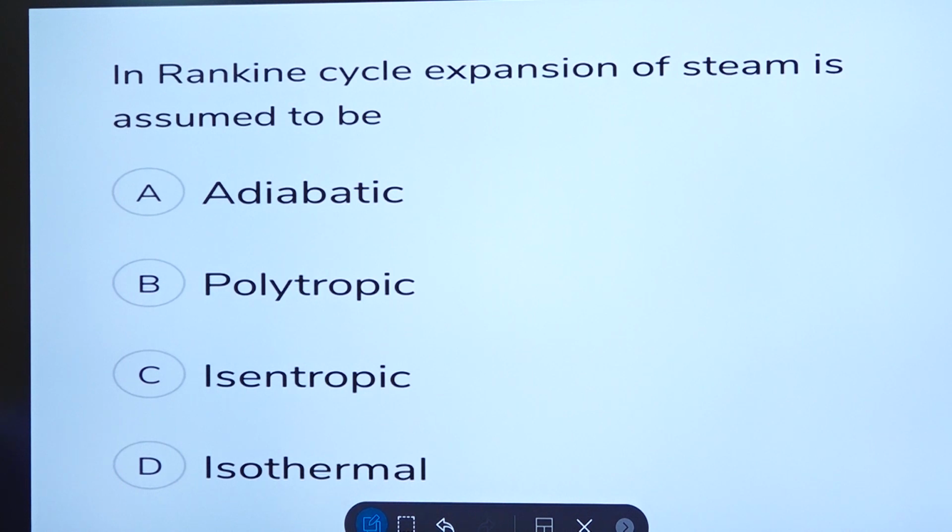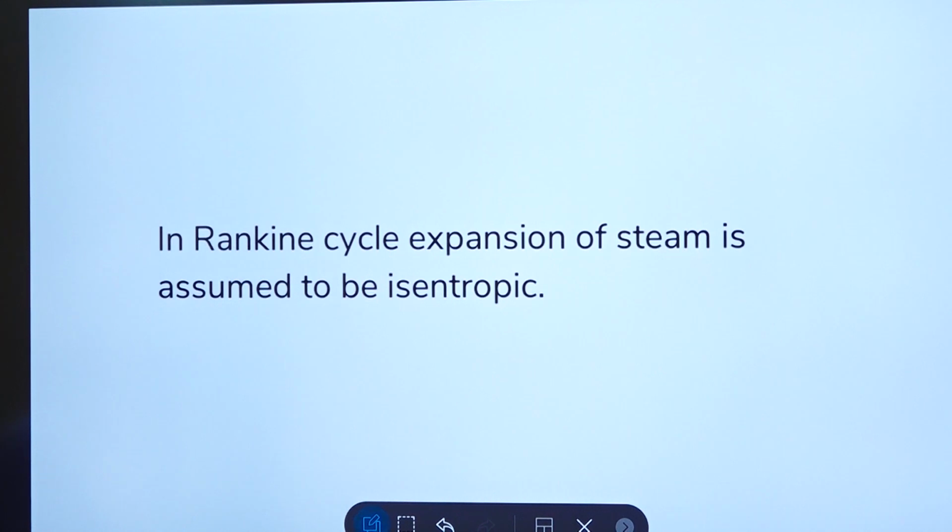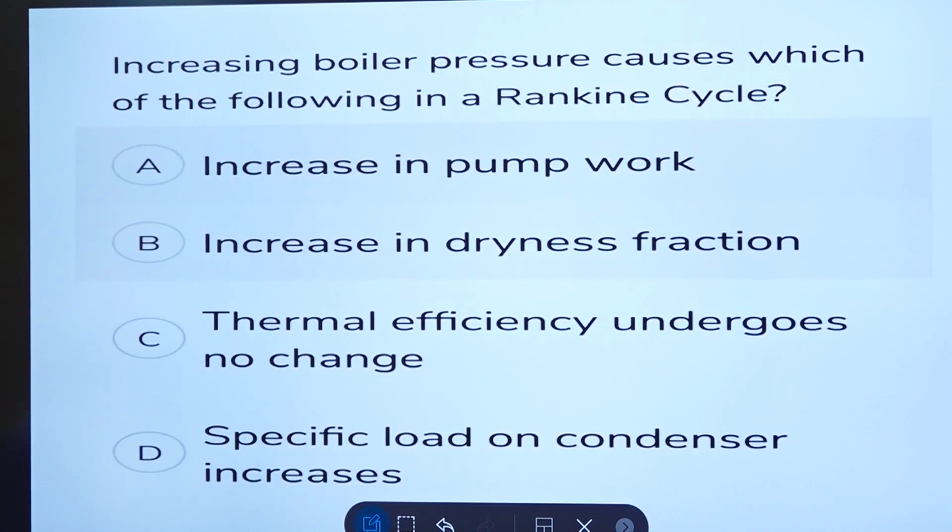And the next one is, in Rankine cycle, expansion of steam is assumed to be what? We all know that obviously the answer is isentropic.